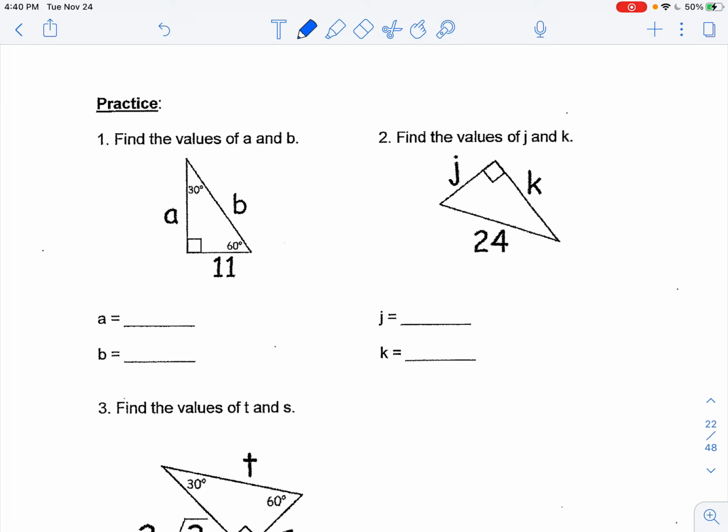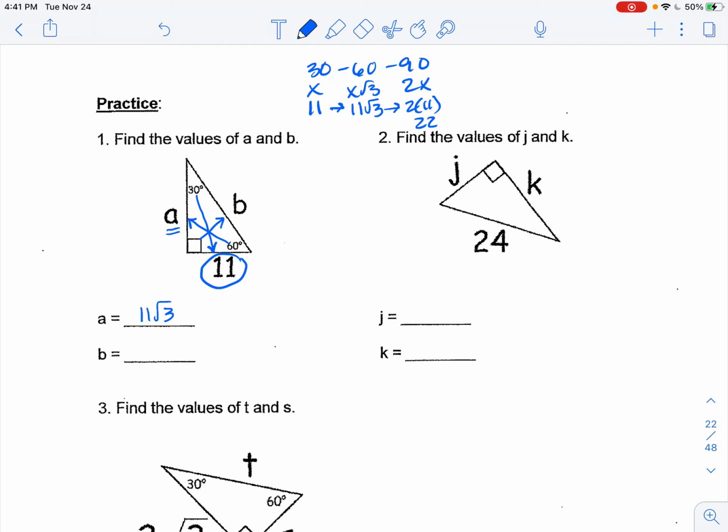All right, let's take a look at some practice problems. Find the lengths of A and B. All right, so again, we have 30, 60, 90. This is x, x root 3, and 2x. So what do we have? We know the guy across the 30 is 11. That's my x value in this pattern. Well, that means across from the 60 would be 11 root 3. Across from the 90 is 2 times the x value, or 22 in this case. So across from the 60 is the A in this problem, and that would be 11 root 3. And across from the 90, twice the x value, or 22.